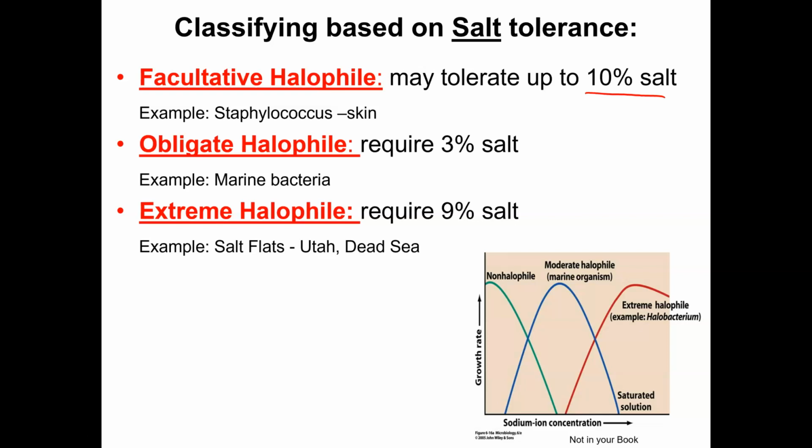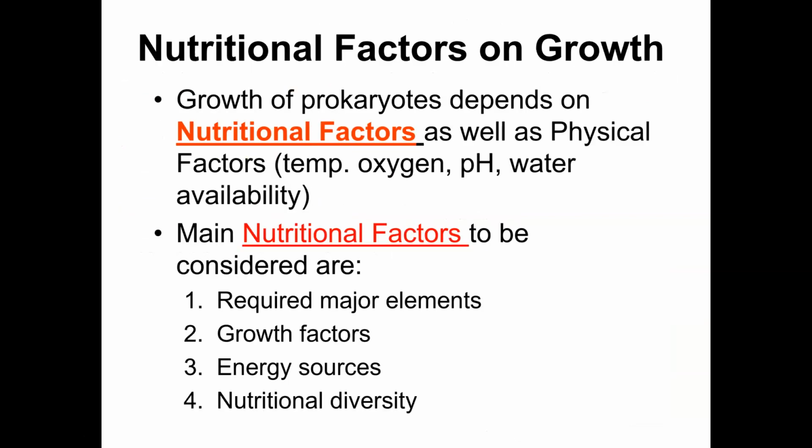But anyways, okay, so that's the halophiles. Most bacteria are just facultative. They can tolerate up to a fairly high level of salt, even though they may not prefer it. Others are obligate to salty environments, and others have to have extremely salty environments. But any questions with the halophiles? Okay. All right, so now we're going to transition from environmental factors on growth to nutritional.